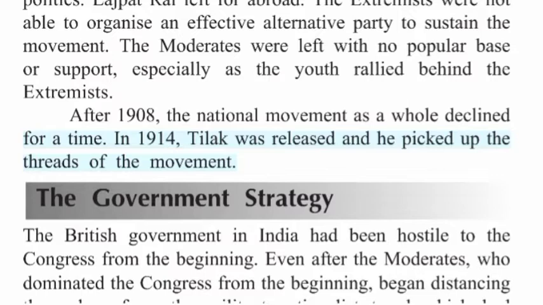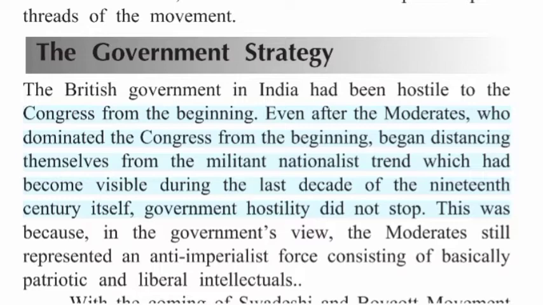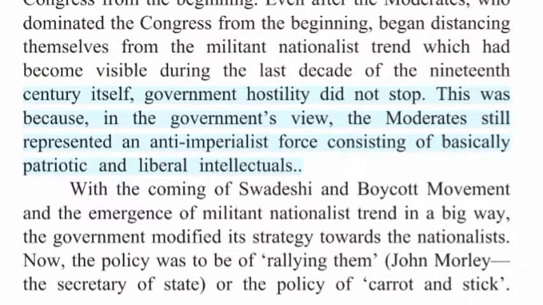The government strategy. The British government in India had been hostile to the Congress from the beginning. Even after the moderates, who dominated the Congress from the beginning, began distancing themselves from the militant nationalist trend which had become visible during the last decade of the 19th century itself, government hostility did not stop. This was because, in the government's view, the moderates still represented an anti-imperialist force consisting of basically patriotic and liberal intellectuals. With the coming of Swadeshi and boycott movement and the emergence of militant nationalist trend in a big way, the government modified its strategy towards the nationalists.